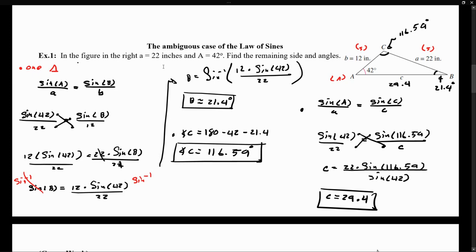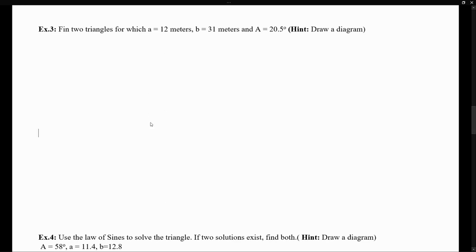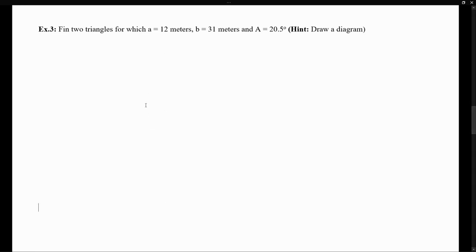I want to concentrate on example 3. So let's see what we have here. It's obviously a typo, but it should say find. So find two triangles for which A is equivalent to 12 meters, B is 31 meters, and angle A is 20.5. Here's a hint. Let's draw a diagram.